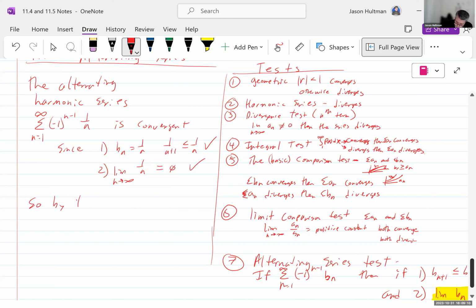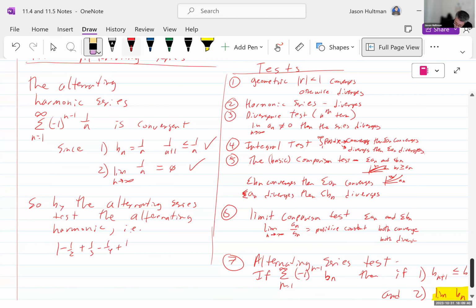So by the alternating series test, the alternating harmonic series, that is, 1 minus 1/2 plus 1/3 minus 1/4 plus 1/5 minus 1/6 plus ..., converges.